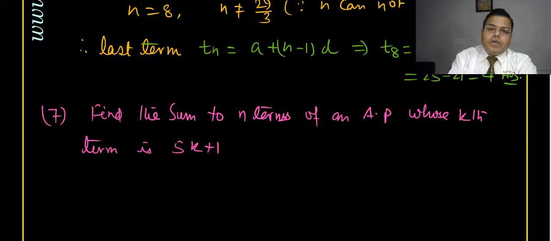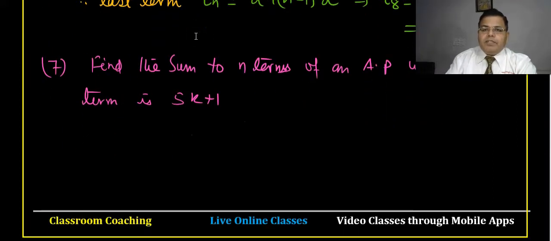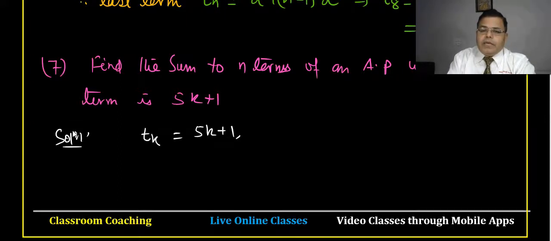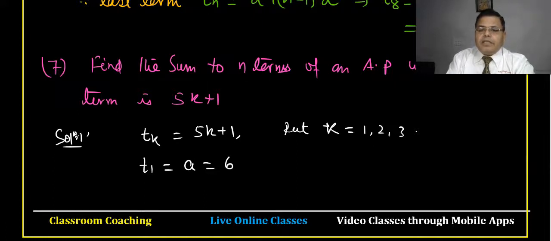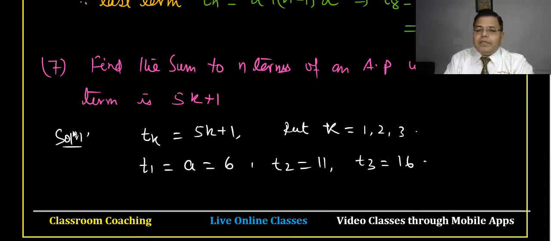So how to write the solution of this? Sum of first n terms is to be calculated. So we can do it like this. Solution: Tk, the kth term, is 5k plus 1. So clearly, when we put k is equal to 1, 2, 3 like that, the first term, that is a, will come here 5 into 1 plus 1, that is 6. The second term will come 5 into 2, 10 plus 1, 11. The third term is 5 into 3 plus 1, 16, like that.